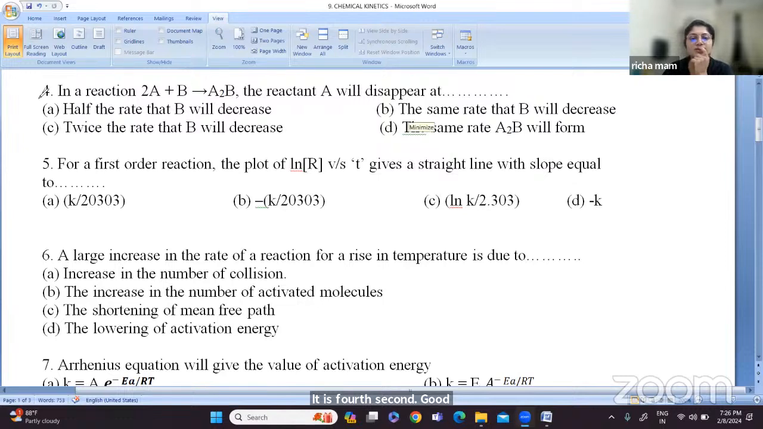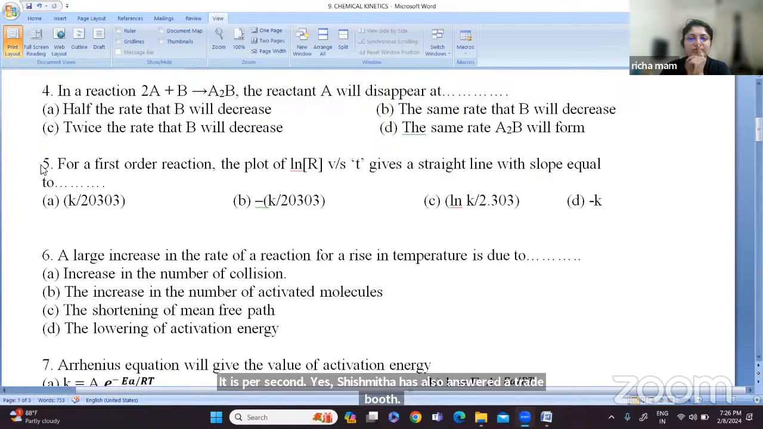Yes, Sushmita has also answered it right. Per minute, AK, it is not the lowest unit in time. So when you are considering the time, we have to take the smallest unit. Second is the smallest unit, not a minute. It is per second. Good. Okay, fine. So moving forward, next question.